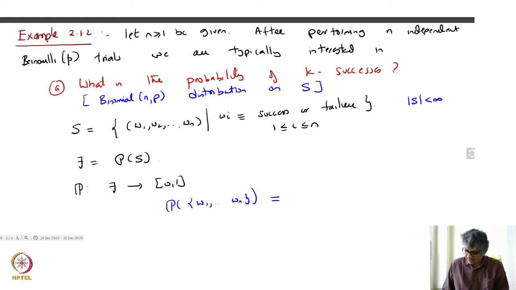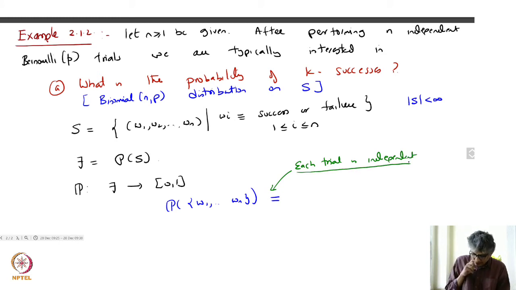Now each trial is independent, right? So each trial is independent. Now, this is just going to be the product of each. It's going to be the product from i equal to 1 to n of the probability of each omega, because all the trials are independent, so these events are independent. So therefore, the probability of A1 and A2 and An is going to be the product of the probabilities of omega.